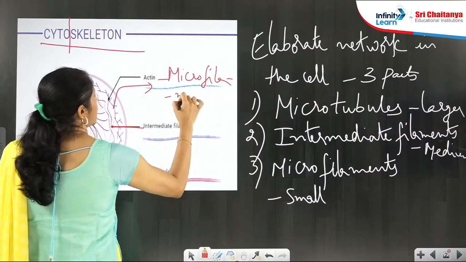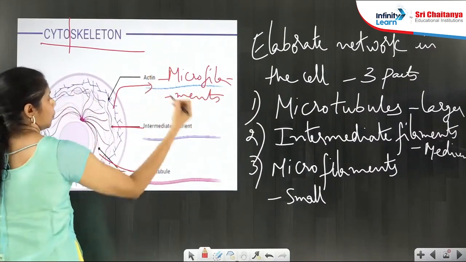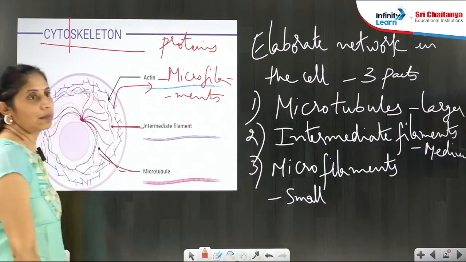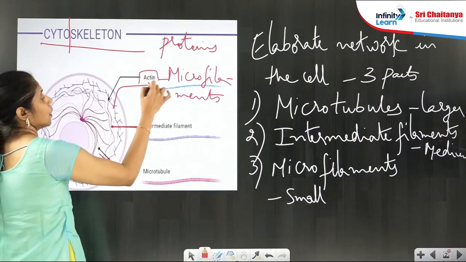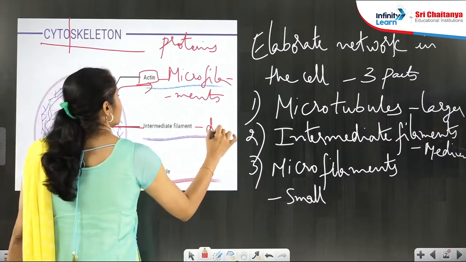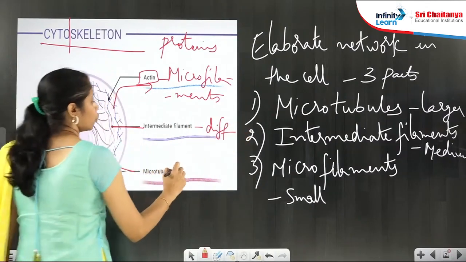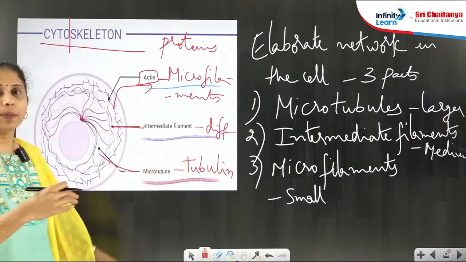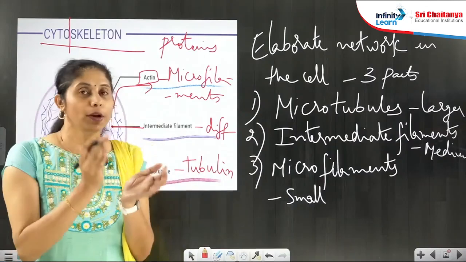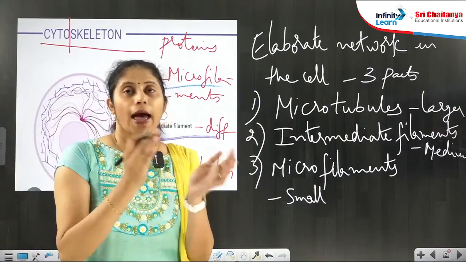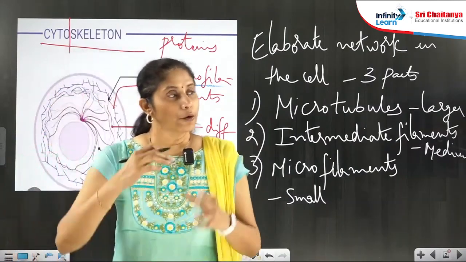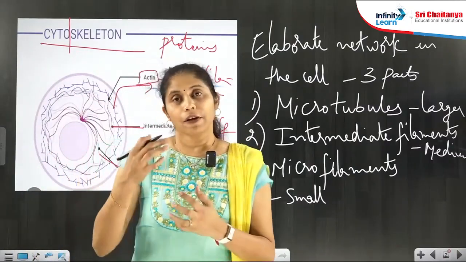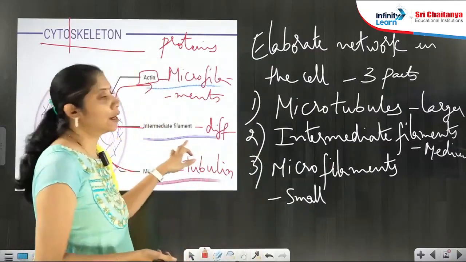They are made up of different types of proteins. All of them are made up of proteins, but different proteins will be there. Microfilaments are made up of actin. Intermediate filaments are made up of different types of proteins, whereas microtubules are made up of tubulin protein. If tubulin is there, it will form the microtubules. If actin is there, it will form the microfilament. If different types of proteins are there, like keratin, vimentin, it will form the intermediate filament.